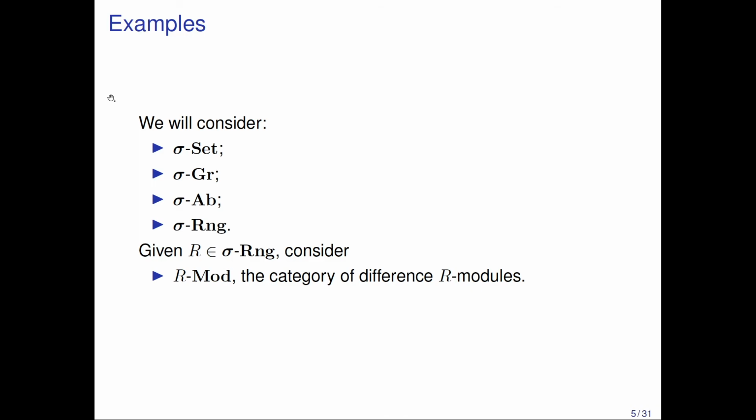So that's the usual notion. Now, the typical examples that will appear throughout this talk will be difference sets, which are just sets with self-maps; difference groups, so that would be groups with endomorphisms; and difference abelian groups or difference rings. And then once you fix a difference ring, you can consider the category of difference R-modules. And you'll notice, which probably annoys many people, that when I say R, this is a difference ring. I don't indicate that it has sigma on it. That's kind of included in the structure.